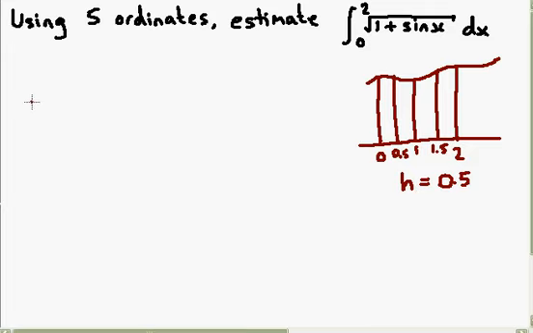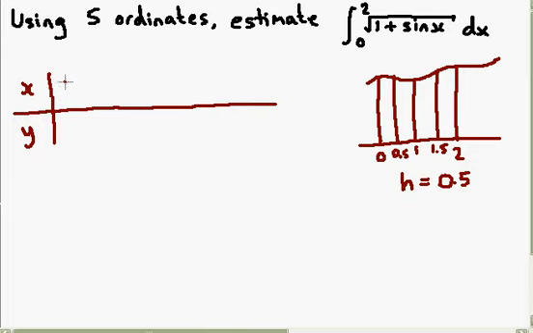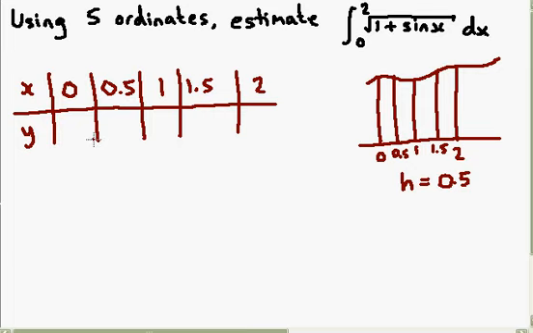Now in order to start us off, we're going to build up a little table. So x and y. Now x is going between 0, 0.5, 1, 1.5 and 2. Okay, so hopefully I've left enough space for me to write these in. Let's see, shall we? Okay.